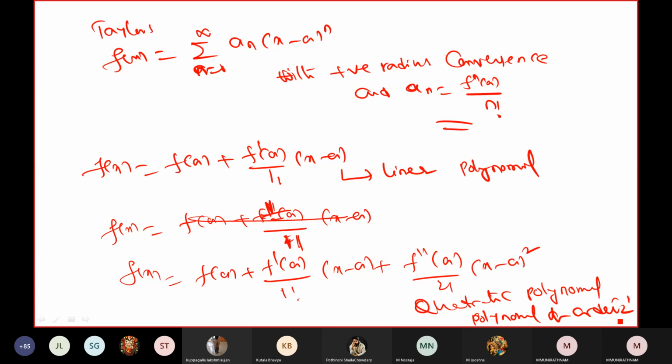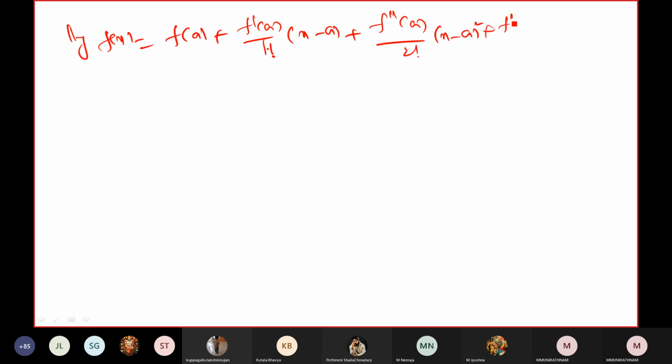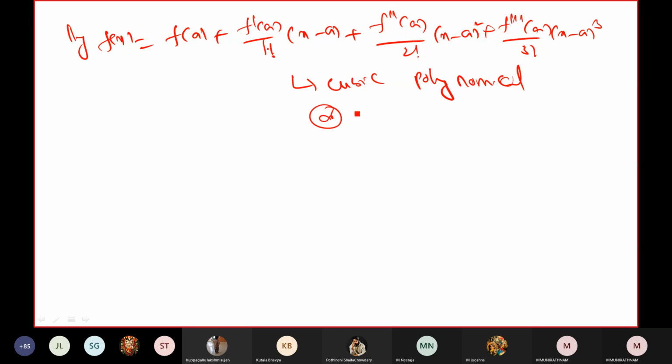So similarly, if I take f of x as f of a plus f dash of a by 1 factorial into x minus a plus f double dash of a by 2 factorial into x minus a whole square plus f triple dash of a by 3 factorial into x minus a whole cube, this is called a cubic polynomial, or polynomial of order 3 or degree 3.